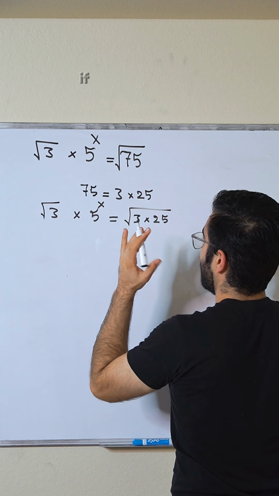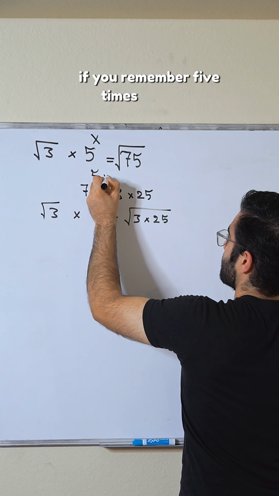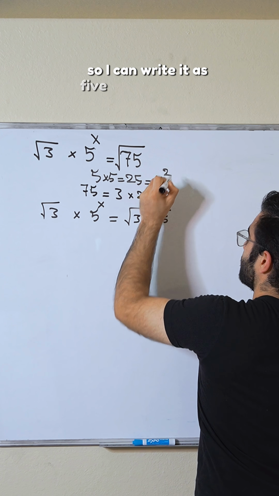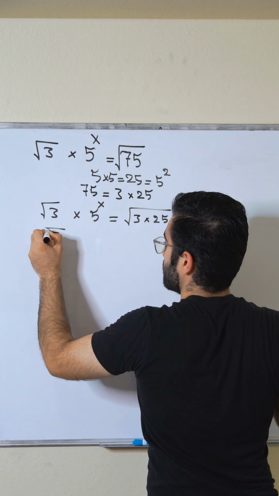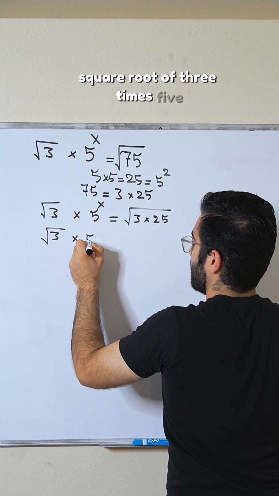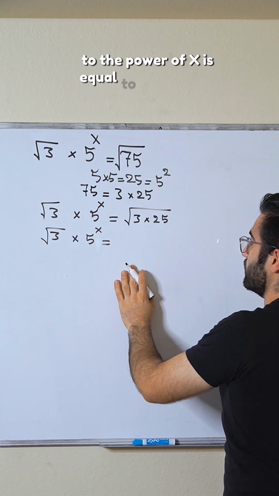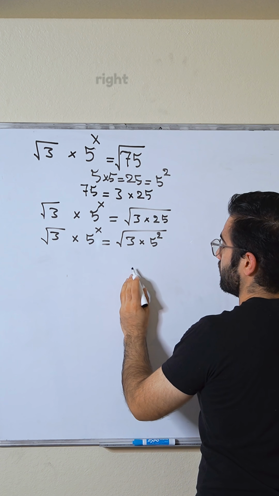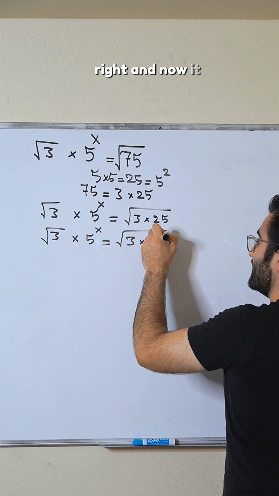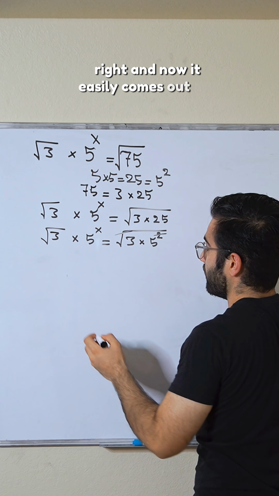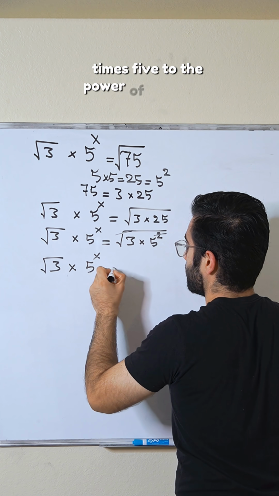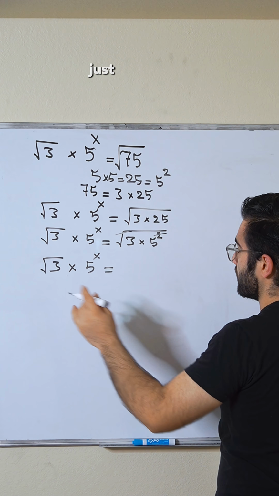So now, if you remember, 5 times 5 is 25, so I can write it as 5 to the power of 2, right? Square root of 3 times 5 to the power of x is equal to square root of 3 times 5 to the power of 2, right? And now, it easily comes out of a square root. 5 to the power of x is equal to 5 just comes out.